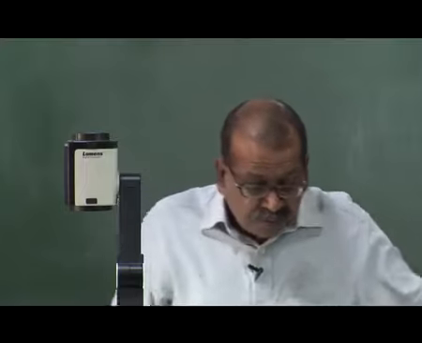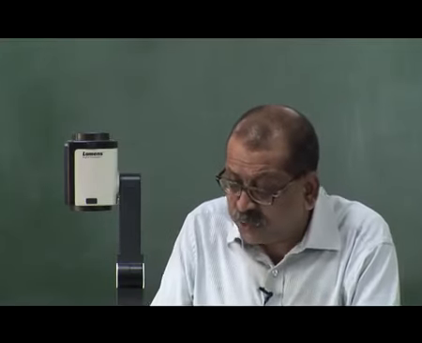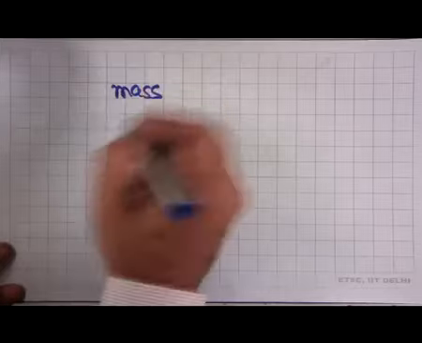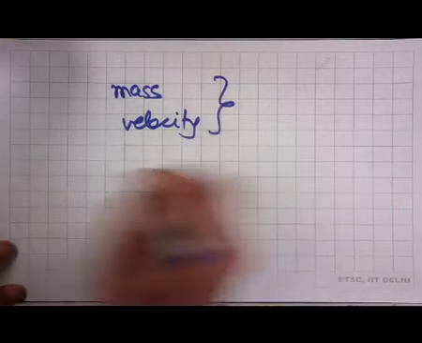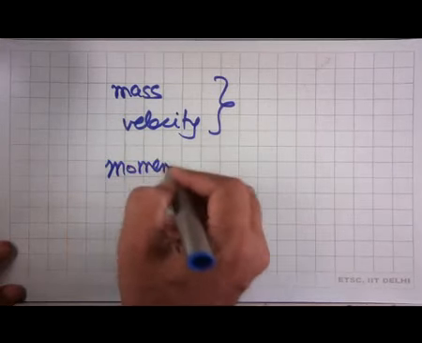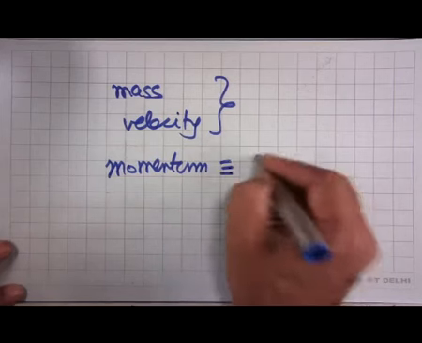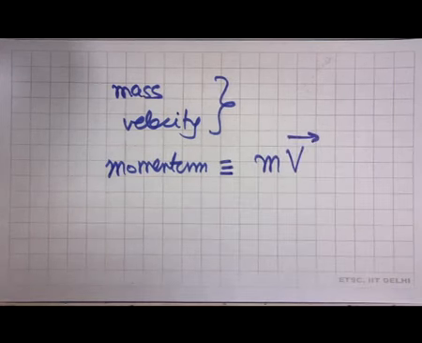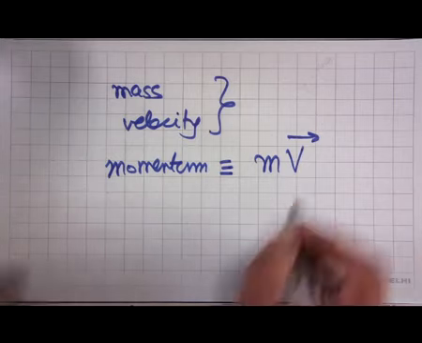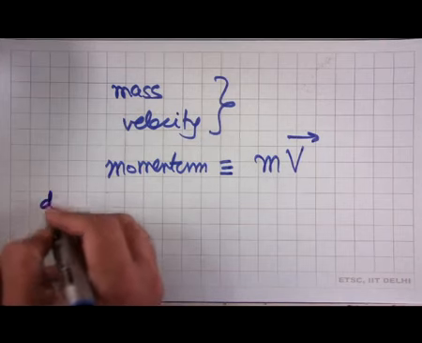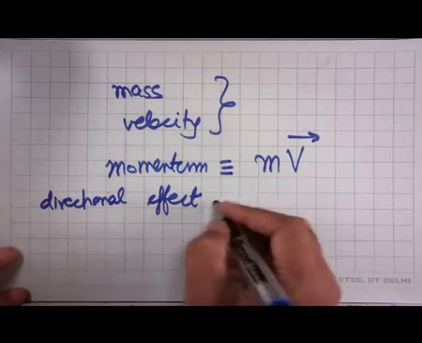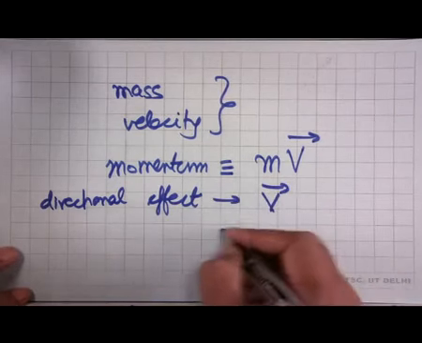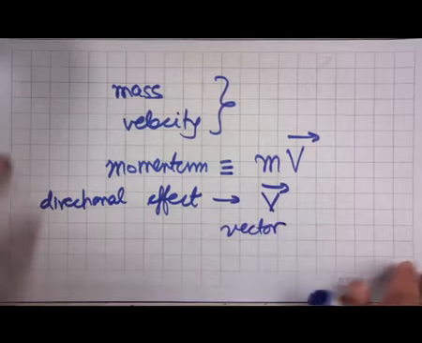The effect of these two quantities, the mass and the velocity, are put together in one way in the form of momentum, which we define as mass times the velocity. Now, also what we said was that there is a directional effect, and this comes because of the vector v.